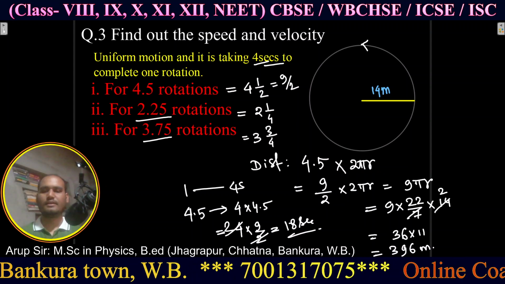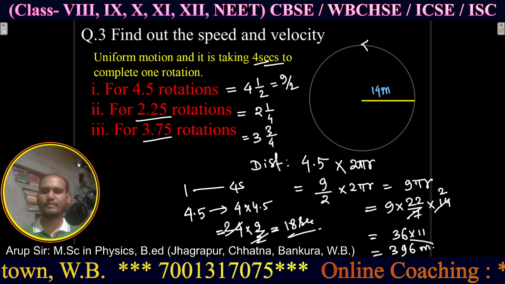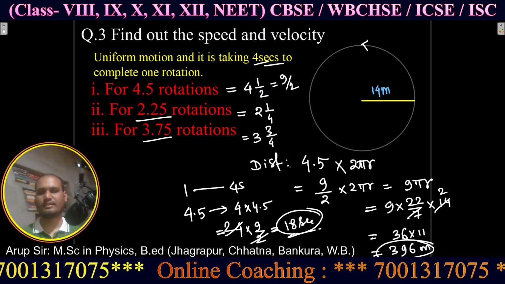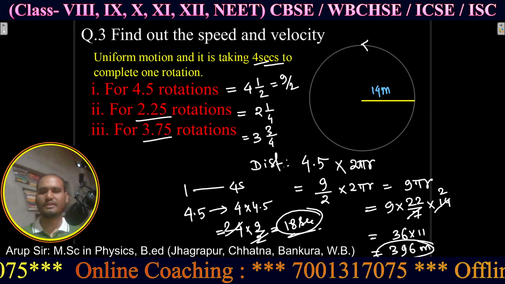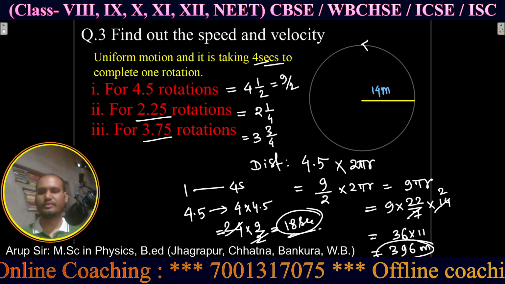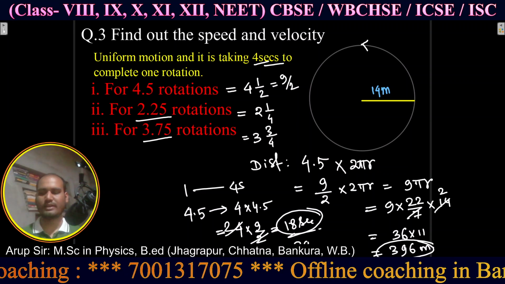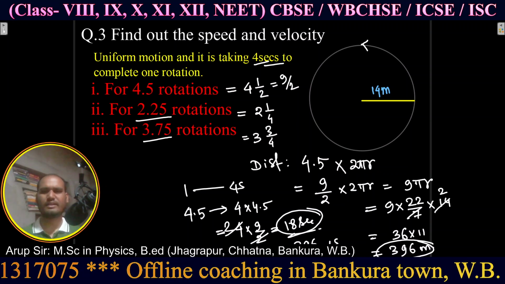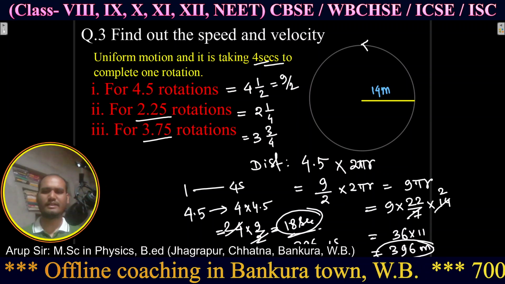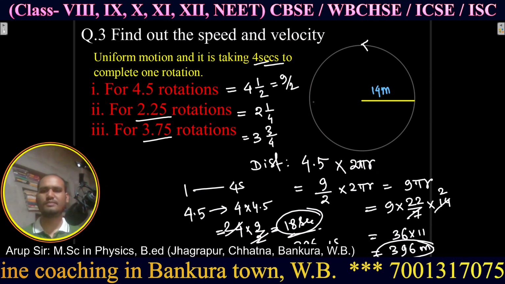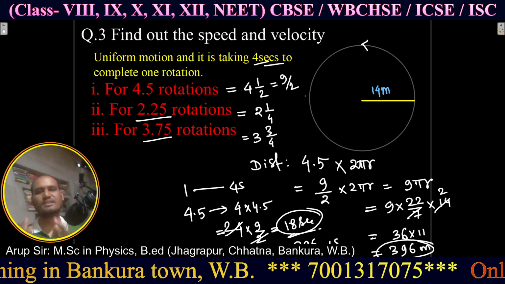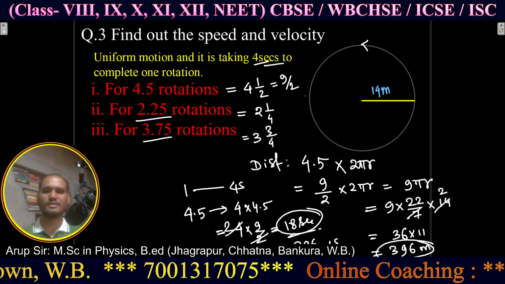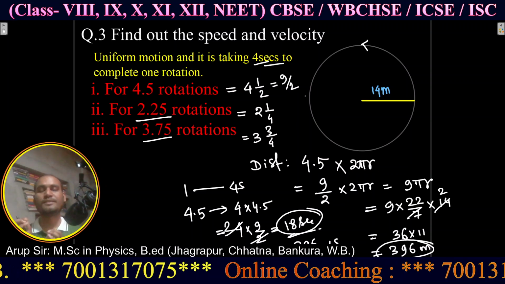Now for speed you just have to divide this distance by time. Let's come to the problem on velocity. Speed we have already calculated: 396 divided by 18 meter per second. Further, if you simplify, you will get the answer for speed. And now for velocity, what do you have to do? Velocity means displacement, which depends only on the initial and final point. It does not depend on how many rotations it is performing.